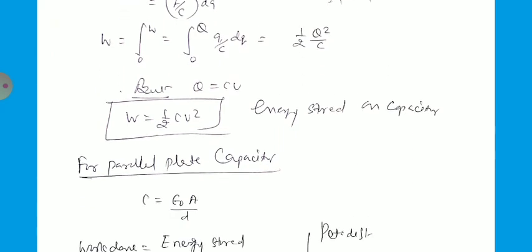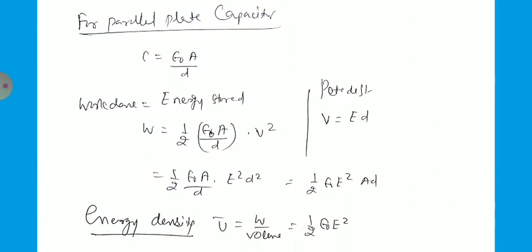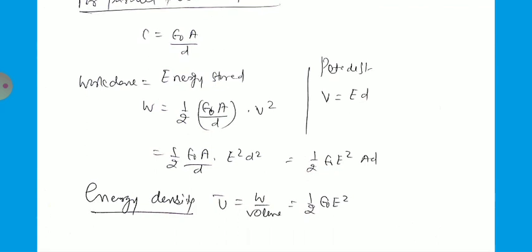Energy is stored in the capacitor. For the parallel plate capacitor, we know very well that C equals epsilon naught A by d. Substituting the values of C and V in terms of E and d, we obtain the energy density U bar equal to W by volume, 1 by 2 epsilon naught E square, the same expression as we have calculated earlier.